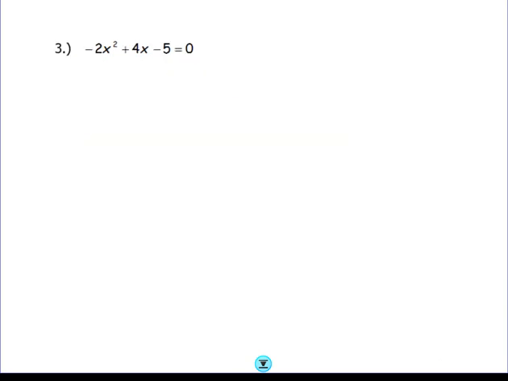All right. I notice I have a negative 2 up front. Not everything's divisible by negative 2, but I want to keep that lead coefficient positive, so I'm going to divide everybody by negative 1. It just makes my work a little bit easier instead of having to carry around that negative. So this becomes 2x squared minus 4x plus 5 equals 0.